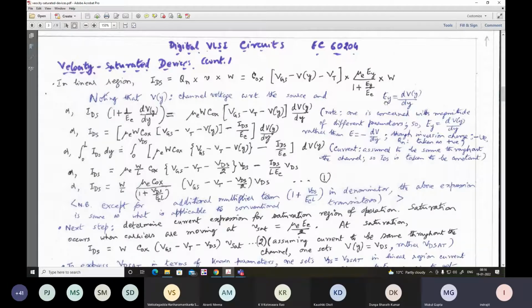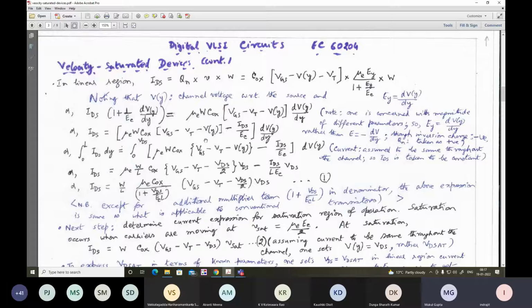Okay, and also the channel charge is negative, as the carriers involved are mostly electrons. But for the sake of getting the magnitude of the current with respect to various voltage parameters and also field, we assume that the electric field E is only dV/dy, not negative.